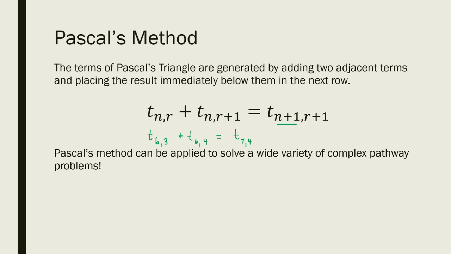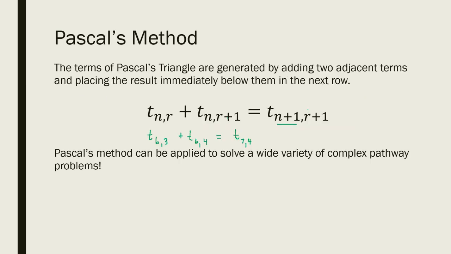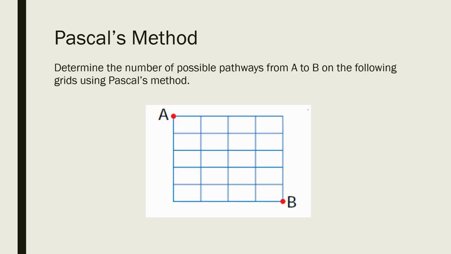This idea of Pascal's method can be applied not just to a Galton board that looked like Pascal's triangle, it can be applied to a ton of different pathway problems. We're going to do some right now. We have actually done problems like this several different ways, but we're going to revisit them in terms of Pascal's method. So we're going to find the number of ways to go from A to B.